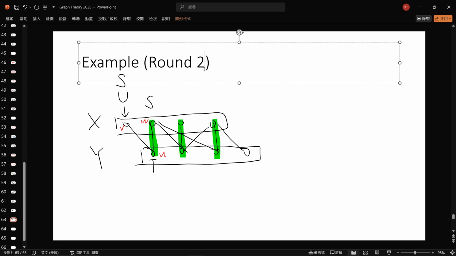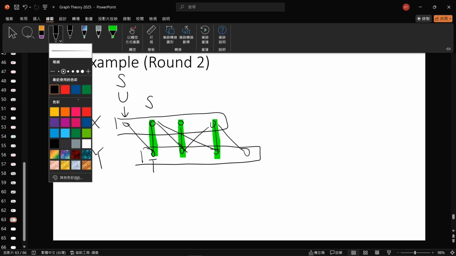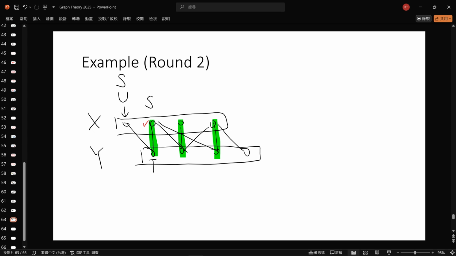Now let's consider the second round. Again, the first step is to always choose a vertex from S. So this time we're going to consider the vertex W that we just chose in the first round. We call this V, and then we're going down. By going down, we're going to check all the edges not in the matching which are adjacent to this vertex V. So we're going to consider these two black edges.